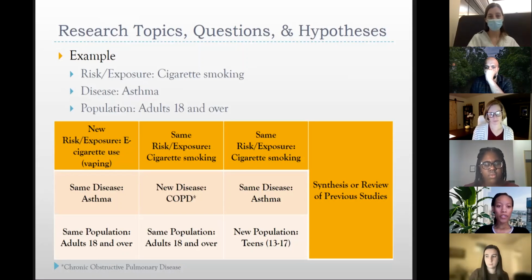And then a third option is you can change the population you're looking at. So you continue to look at cigarette smoking and its effect on asthma, but you decide to look at teens. And then alternatively, you could shift gears completely and do a synthesis or a review of previous studies. And if you've already done a thorough literature review, then that may be a really good starting point for you to determine where those other future studies will go as well. And that'll help with your introduction and background.